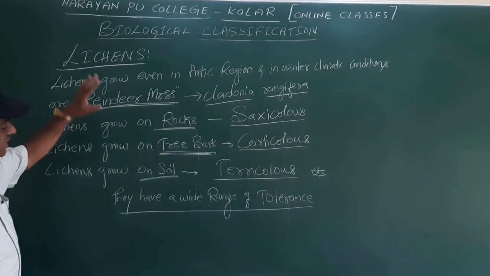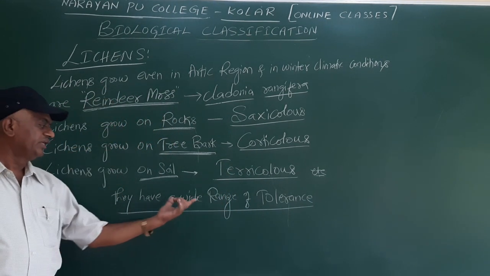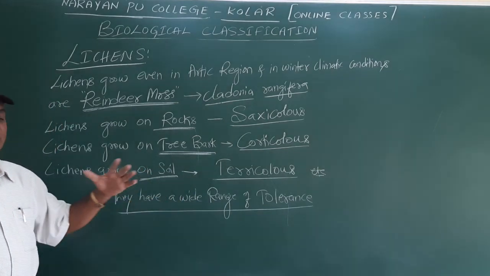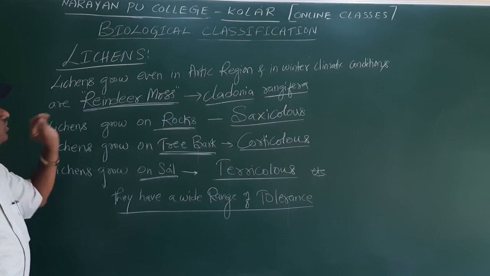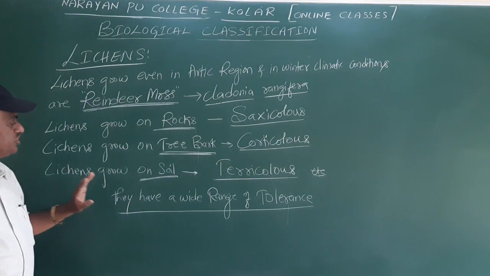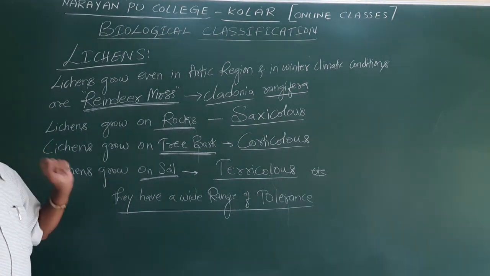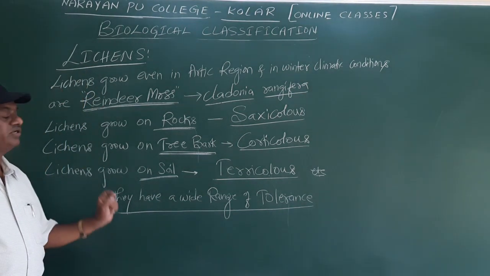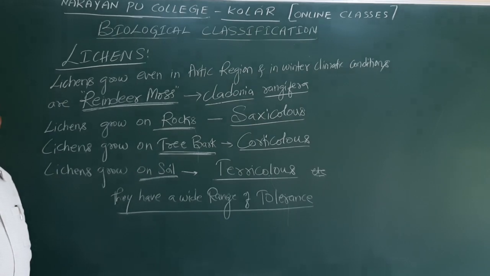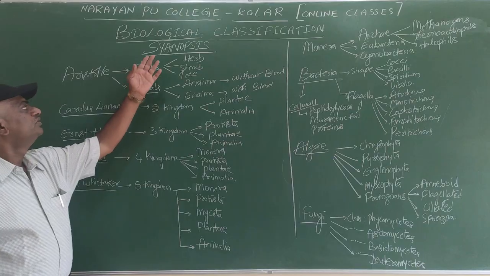Like this, a very wide range of tolerance is present in the lichens. They can grow in all the climatic conditions, but only in pollution free areas. This is where lichens grow. Now we go for classification.